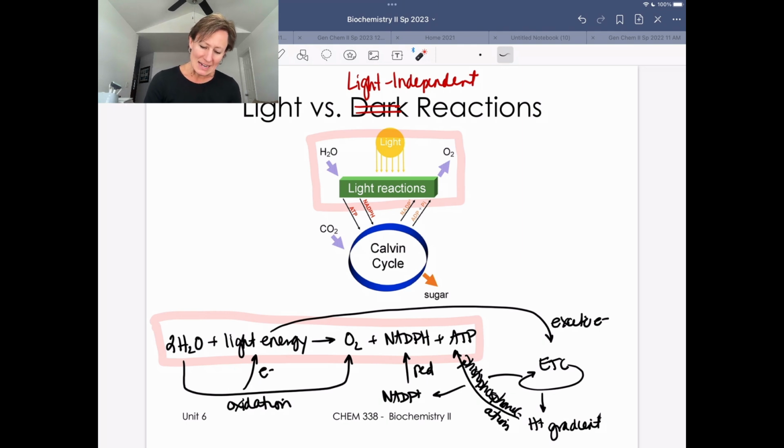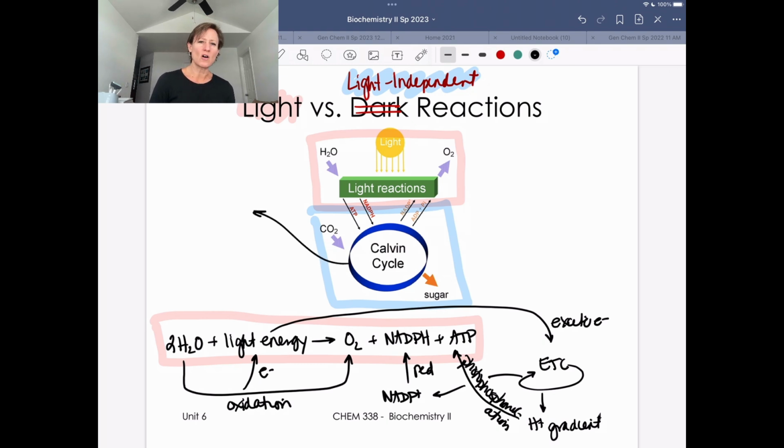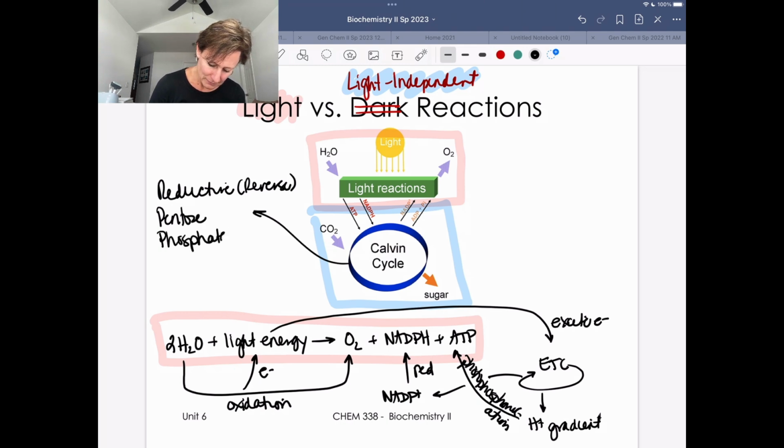Now we're going to talk about these light independent reactions. Again, light reactions are in red here. These light independent reactions, also referred to as the Calvin cycle, is what we have here. We'll put the equation up in just a minute, but to highlight, the Calvin cycle is often called a reductive or a reverse pentose phosphate pathway. And because that's a lot to write, we'll just remember it as PPP, the pentose phosphate pathway.